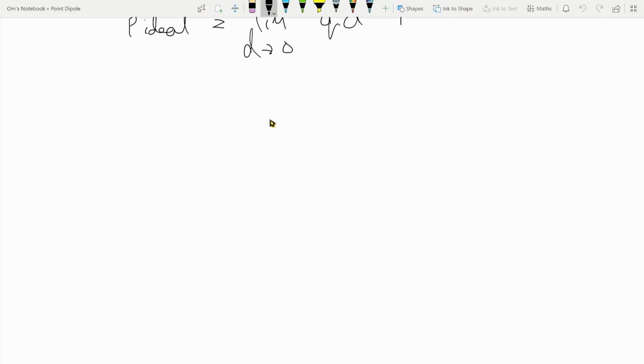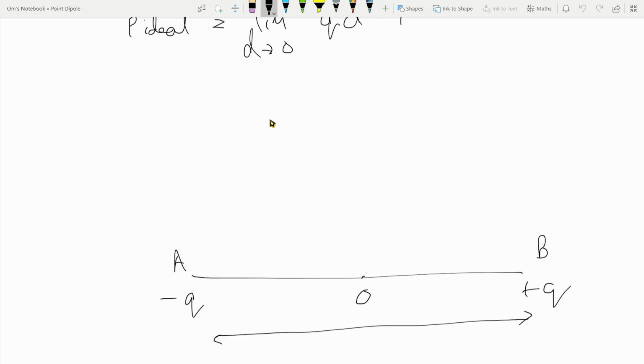Alright, so we begin by drawing a diagram for the situation. I'll begin by drawing a point dipole. Now this point dipole has charges minus q and plus q, and we will call the center O. And now this can be, say, point A, point B, and the distance between the charges is d. And so this distance turns out to be d by 2. This distance would be d by 2 as well.